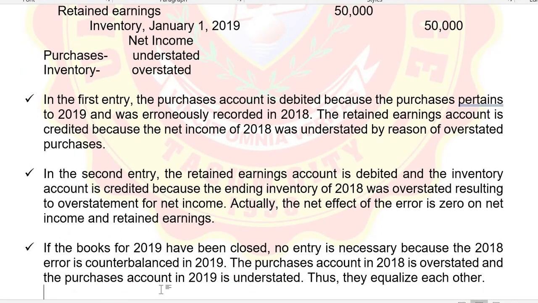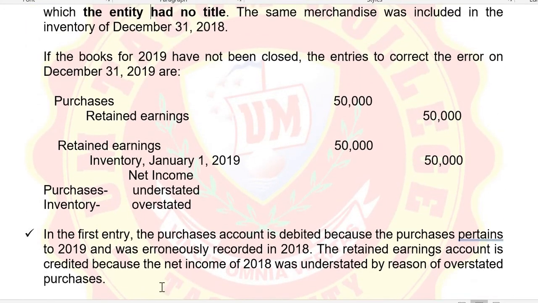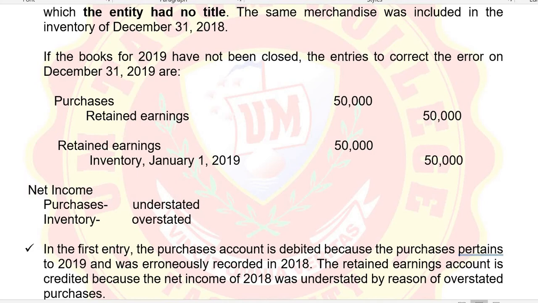If the books of 2019 have been closed, no entry is necessary, no? Kasi nga, these errors are both counterbalance, okay? Counterbalance yung, kasi this is for 2018, di ba? This is for 2018. Yung effect ng error sa 2018. So, yung effect ng error sa 2019, if di na correct yung error, then nag-close na yung books, no? So, anong effect niya sa net income?